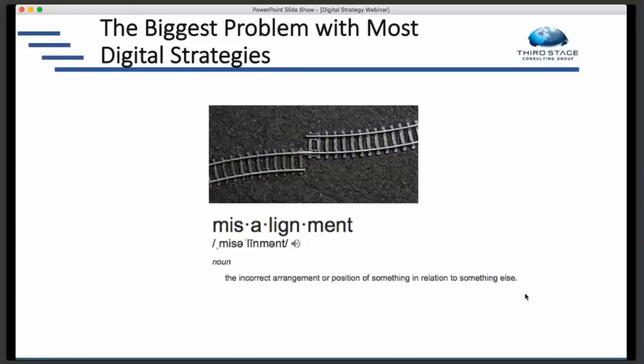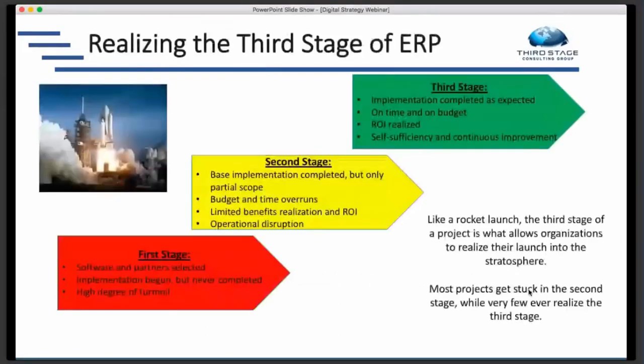So I'd rather have an imperfect strategy, but know you've got alignment of the project and all the resources and the activities that are going to happen in that project. That's generally going to make for a more successful project than if you don't have that level of alignment.